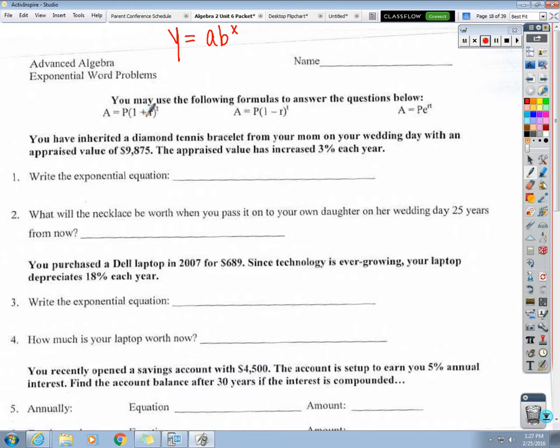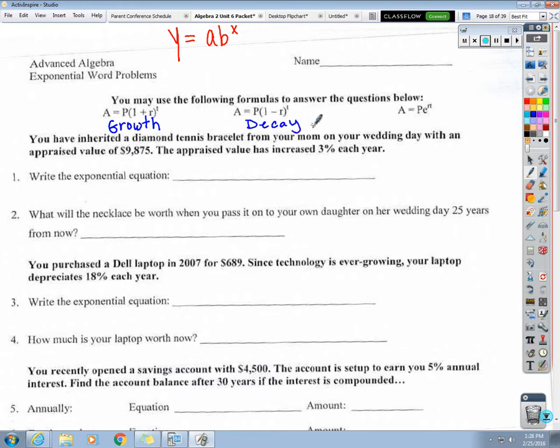We have A equals P times 1 plus R raised to the T power, A equals P times 1 minus R raised to the T power, and A equals P times E raised to the R times T power. The first two look very similar. What's the only difference? Right, we have a plus and a minus. That's the only difference. That's because this one will be used for growth. Any word problem that we're doing that is growth, we'll use this equation. If it's decay, we'll use the one with the minus.